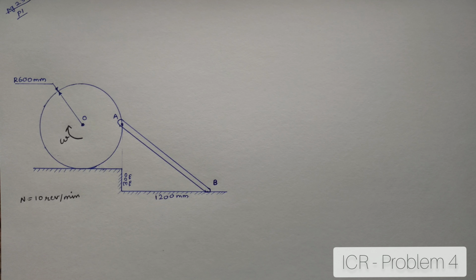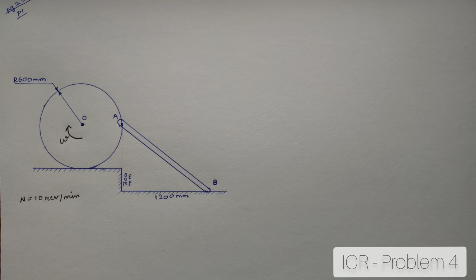They are saying that the point B moves along the horizontal plane, and they are asking us to determine the velocity of the point B for this given instant. By this given instant, they mean that for these given dimensions, we are just asked to find out what will be the velocity of the point B.